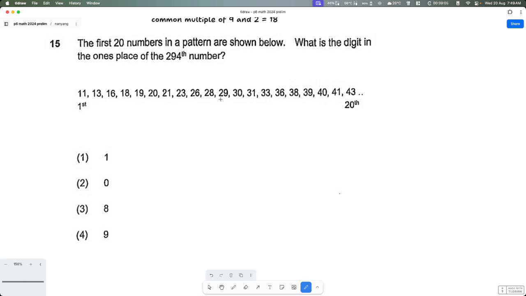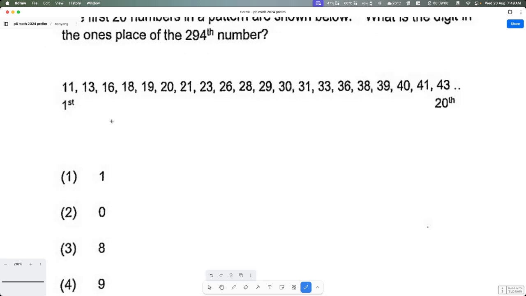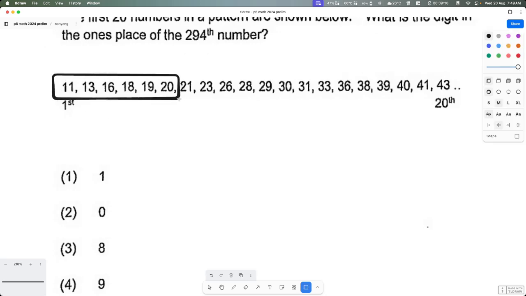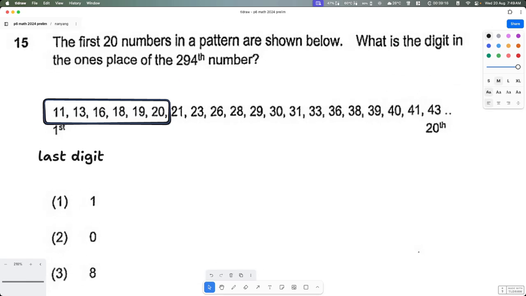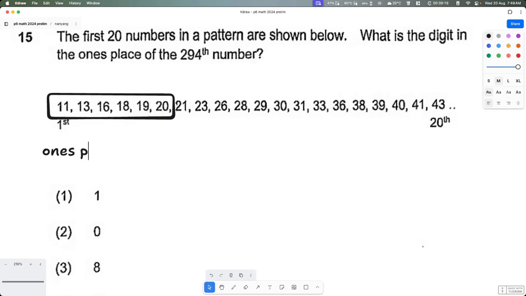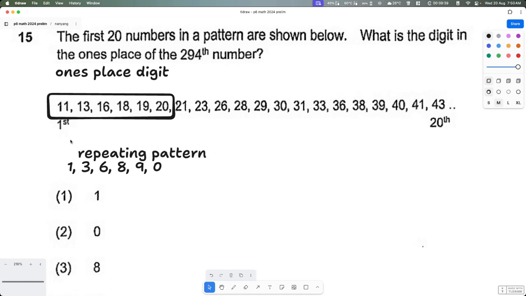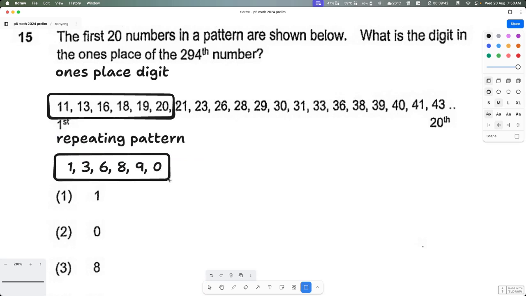136890, 136890. Okay, so the pattern over here is basically last digit. What is the digit in the ones place? So ones place digit is basically 1, 3, 6, 8, 9, and then 0. Okay, then we just repeat. So this is the one digit place. So repeating pattern is 136890. This one over here.